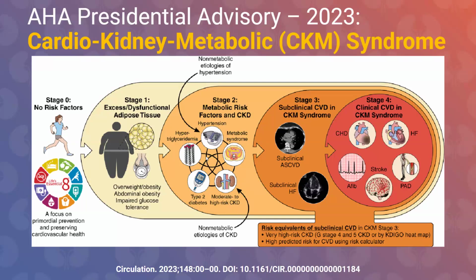Stage 3 is once somebody develops subclinical disease, mostly detectable here in the form of these pictures showing subclinical heart failure or subclinical atherosclerotic cardiovascular disease, coronary calcification shown here. But there can be other types of subclinical abnormality. Risk equivalents of subclinical cardiovascular disease in stage 3 are if someone has very high risk CKD, i.e. stage 4 or stage 5 CKD by the KDIGO heat map, they straight away find themselves here.